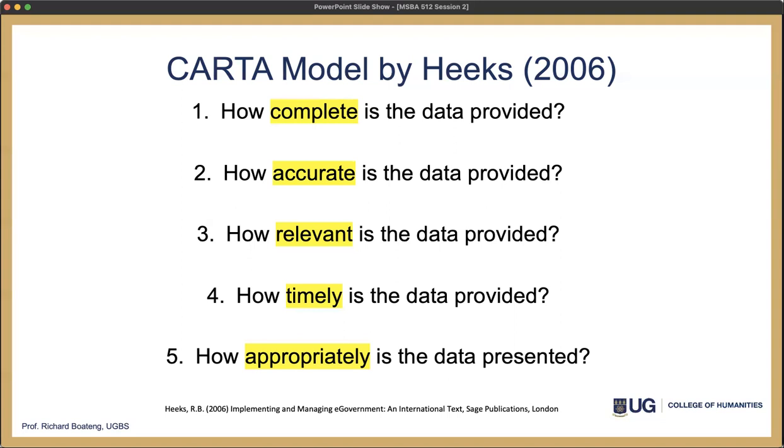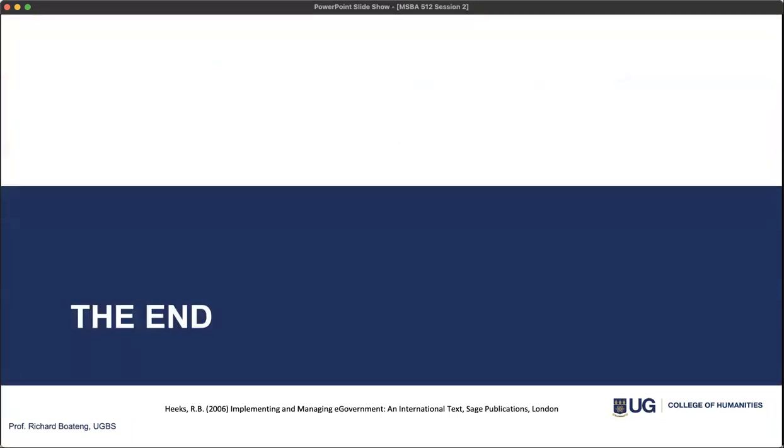Okay. Any question? So this is the end of that section. Oh, there's a hand there, Abdul. Abdul, go ahead.